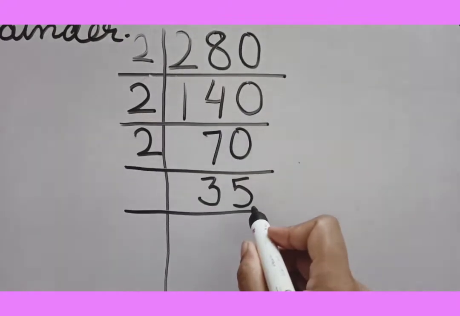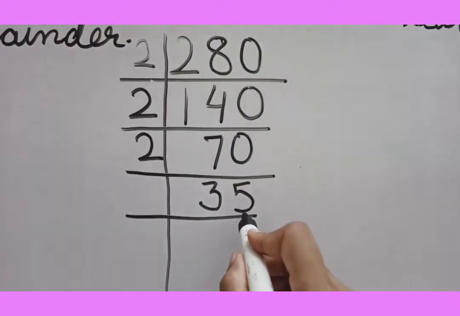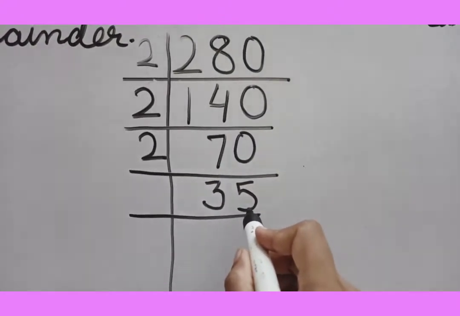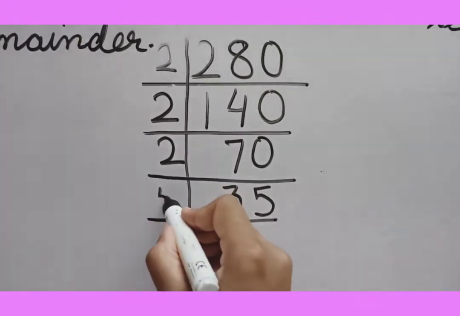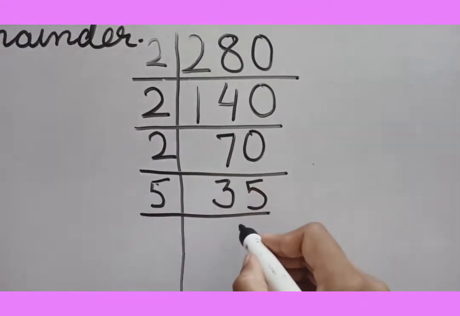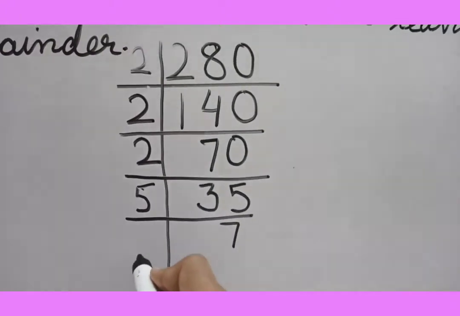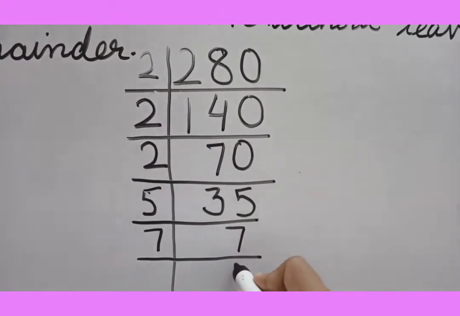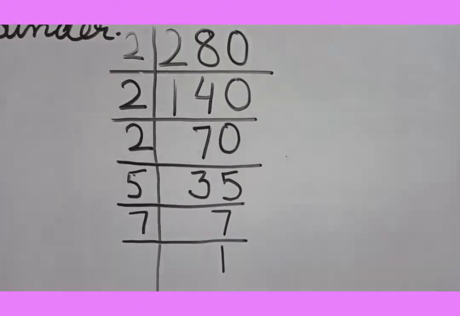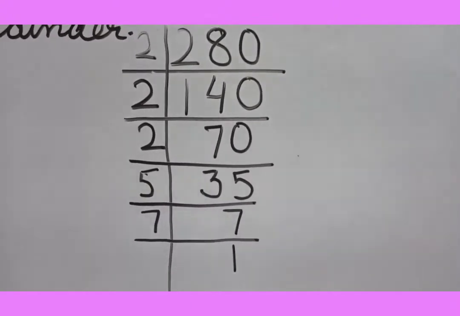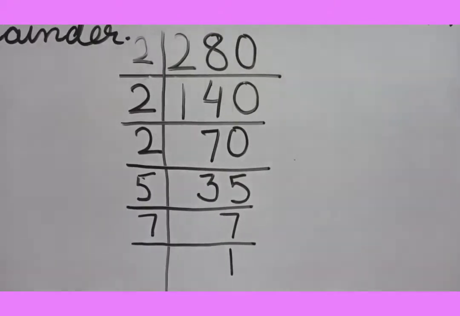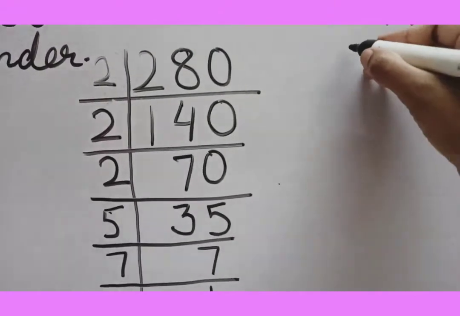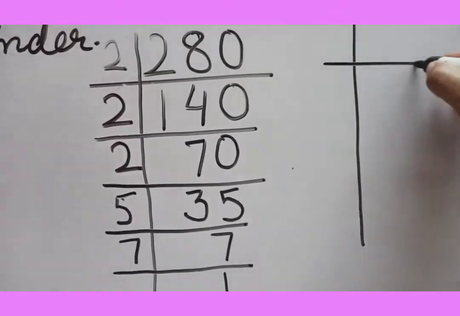Now 35 is an odd number, so it will not be divisible by 2. If I have to check for 3, 3 plus 5 is 8, which will not come in 3's table. So we are going directly to the prime number 5. 5 sevens are 35 and the last one, 7 itself, is a prime number. So we get the prime factors for the number 280. The way we will do it for 490 also.